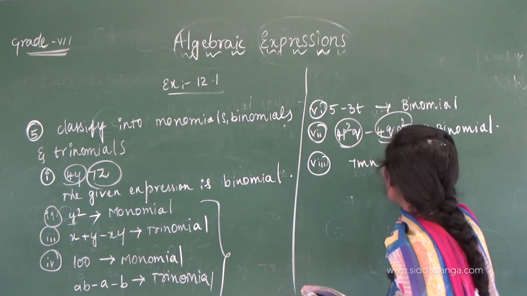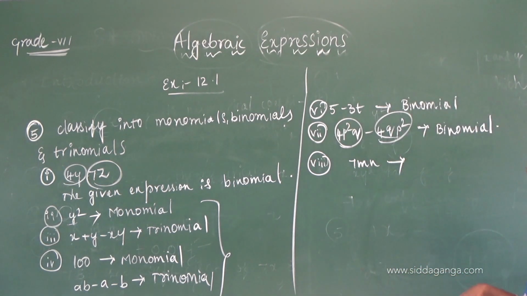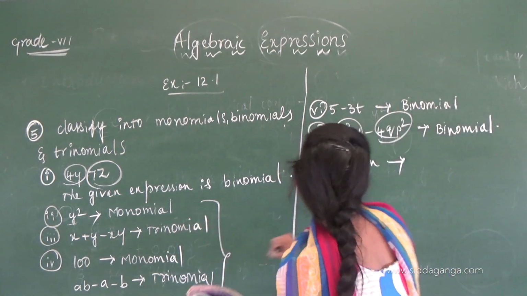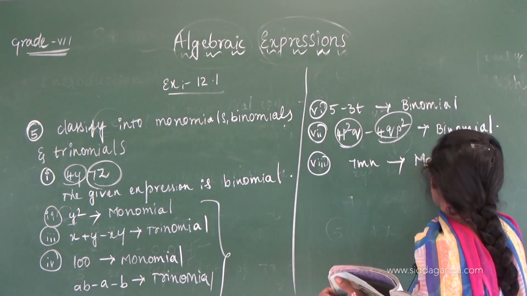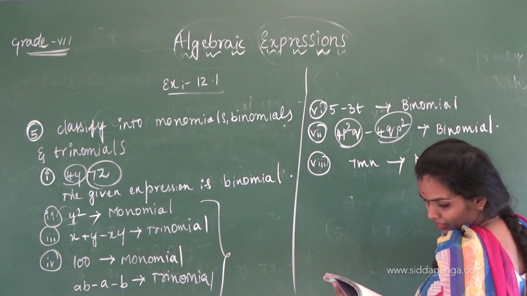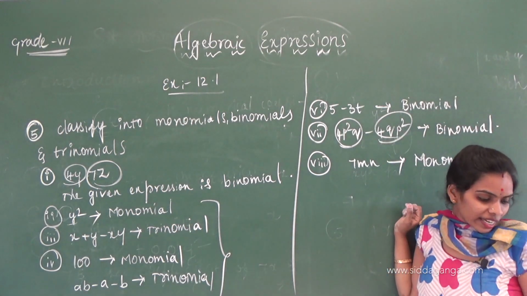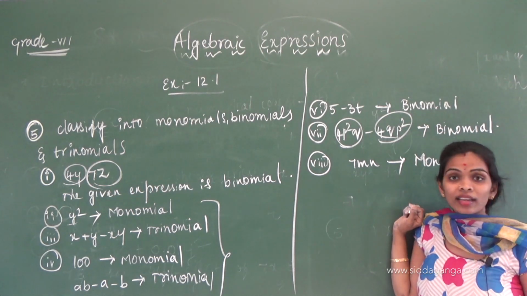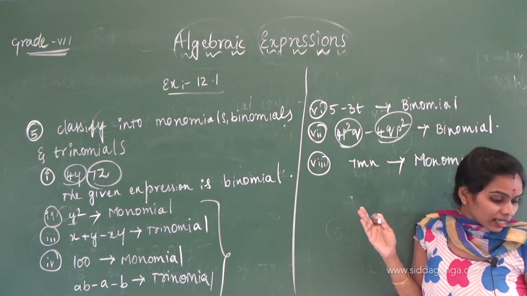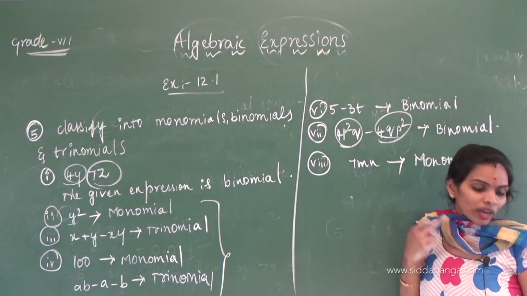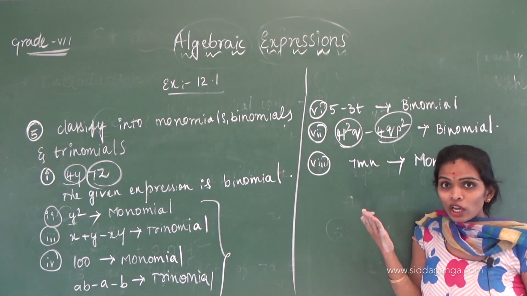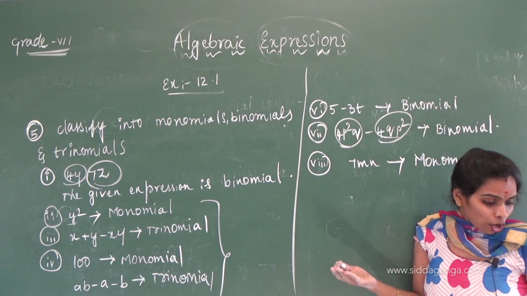7mn. It is having only one term, that's why it is a monomial. Remaining 3 things are there. I think you can do them. 9th one, what is it? z square minus 3z plus 8. 3 terms are there. That's why it is a trinomial.